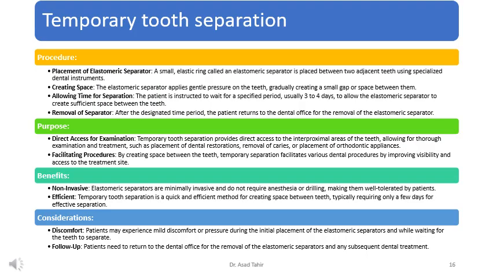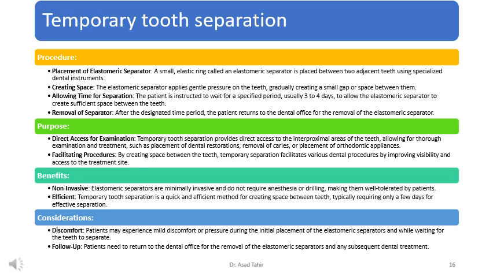Temporary tooth separation involves the placement of orthodontic elastomeric separators between teeth to create space for various dental procedures. Here's how it works. Procedure. Placement of elastomeric separator. A small, elastic ring, called an elastomeric separator, is placed between two adjacent teeth using specialized dental instruments. Creating space. The elastomeric separator applies gentle pressure on the teeth, gradually creating a small gap or space between them. Allowing time for separation. The patient is instructed to wait for a specified period, usually 3 to 4 days, to allow the elastomeric separator to create sufficient space between the teeth.